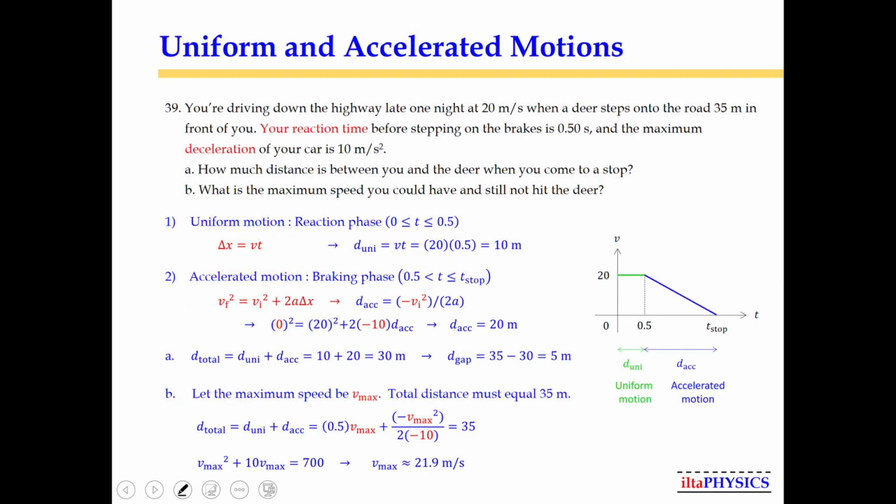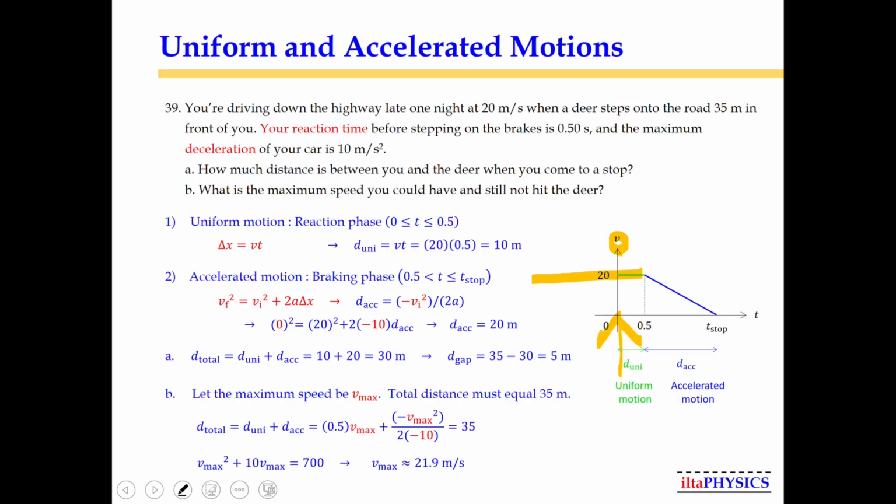For these types of problems, you just need to split the motion into two phases and use the relevant physics formulas for each. The graph on the right shows the change in the car's velocity over time. You're driving at 20 meters per second. Let's set the moment you see the deer as time 0 on the axis.